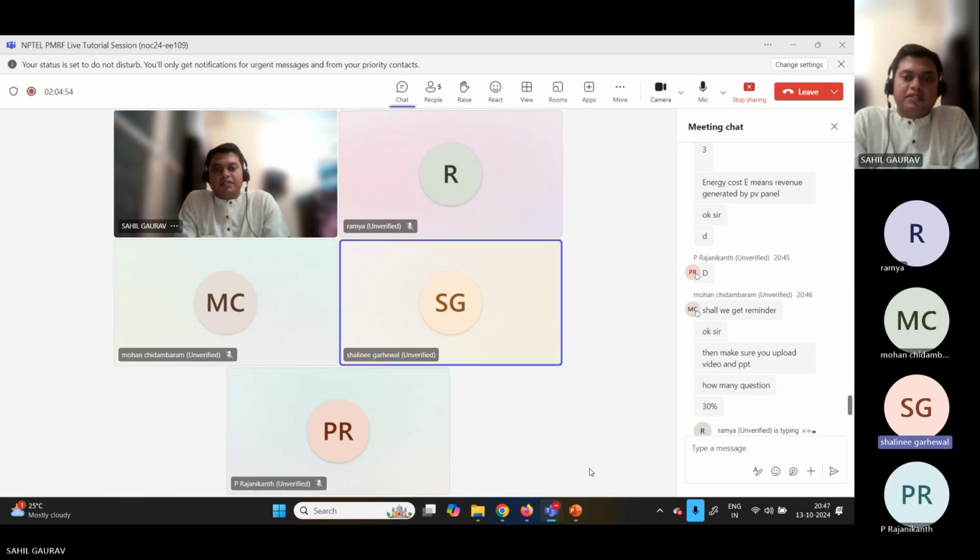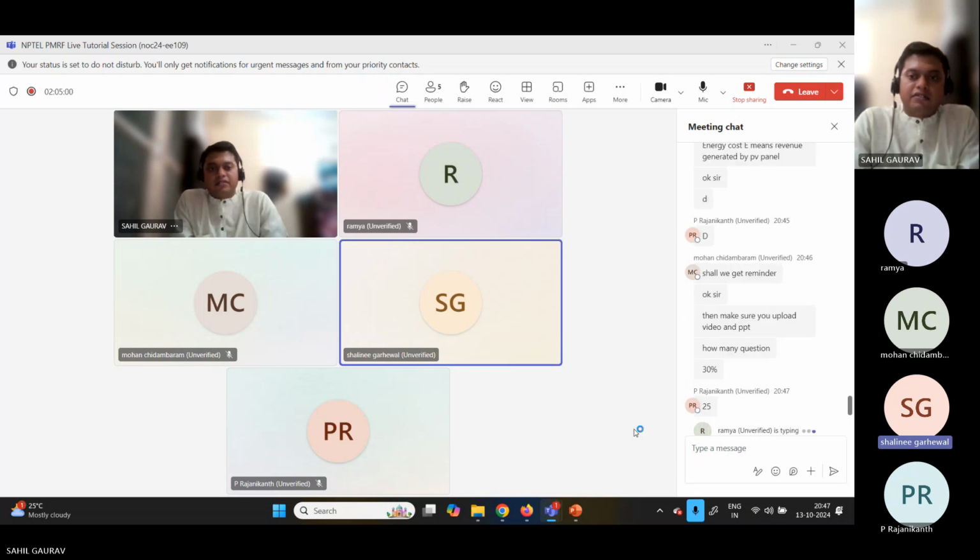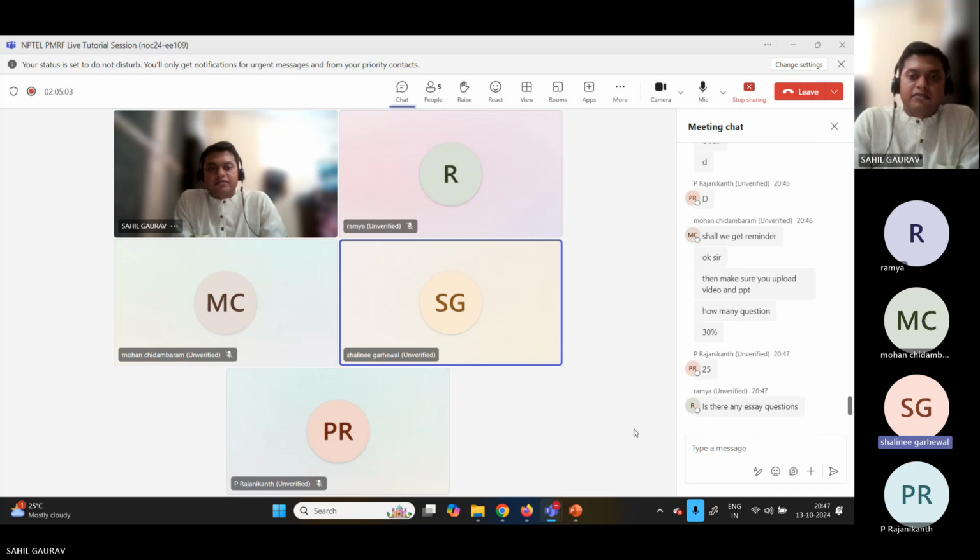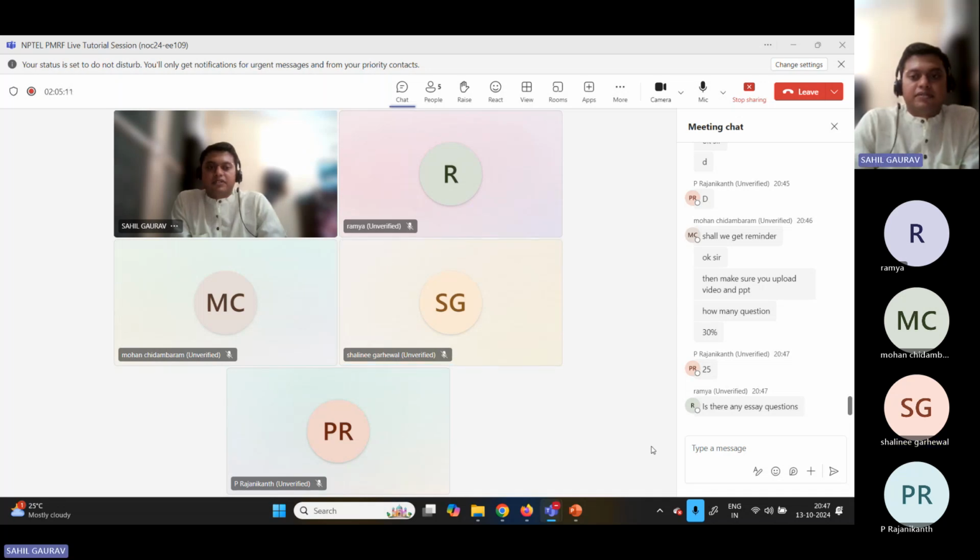25% will be calculated from the best 8 assignments out of 12, and 75% will be calculated from the examination, which would be taken on 27th of October. Okay, you have good weightage. I hope you will get 80% or 90% from the assignment only, which means 20 marks from the assignment part.